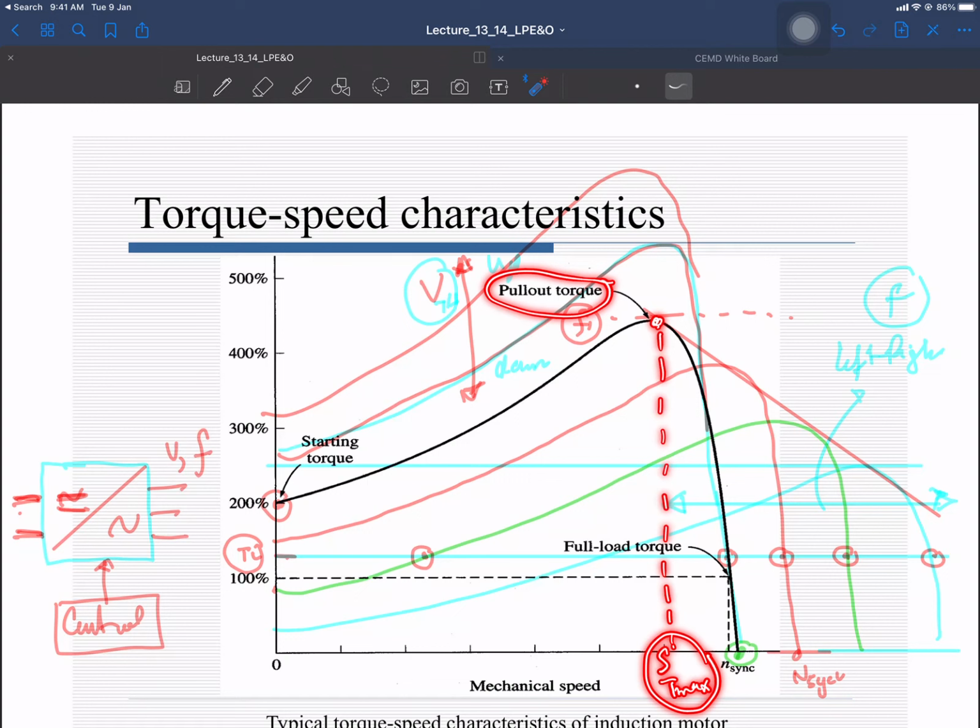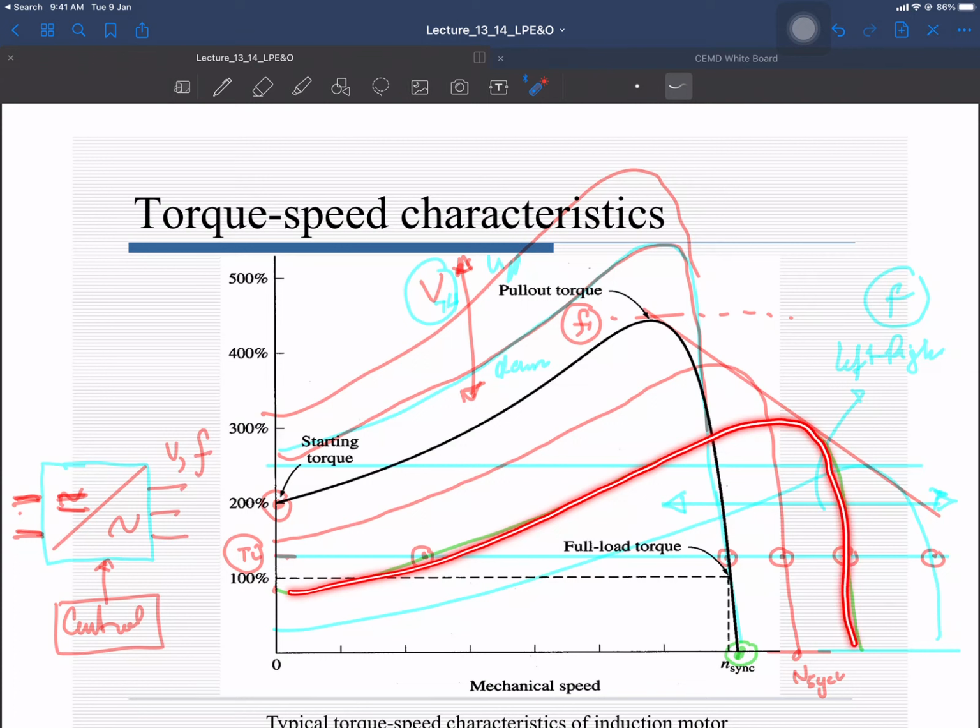And when you are going to change frequency, this is going to change because your torque speed curve is changed. This is your new torque speed curve. If you increase it, this speed or this slip at which your maximum torque is going to occur is going to change.